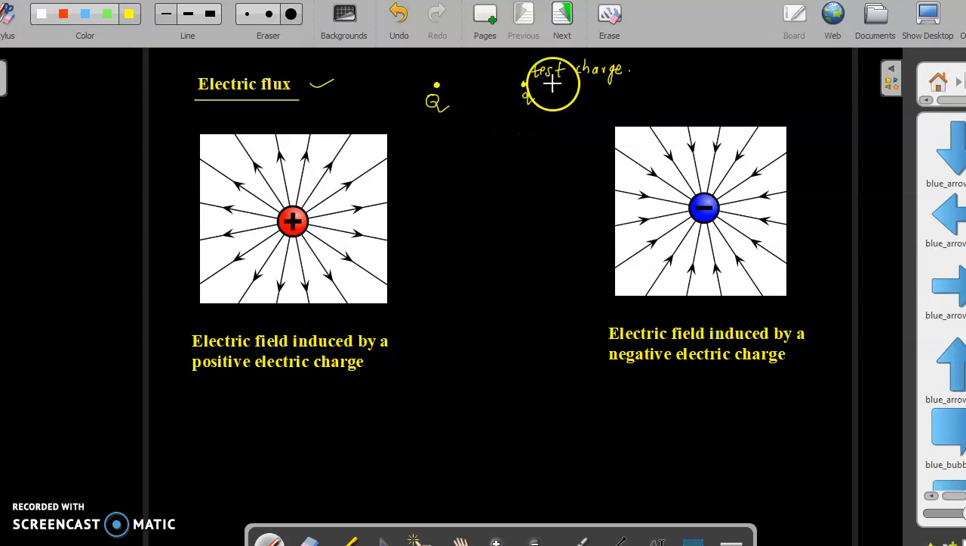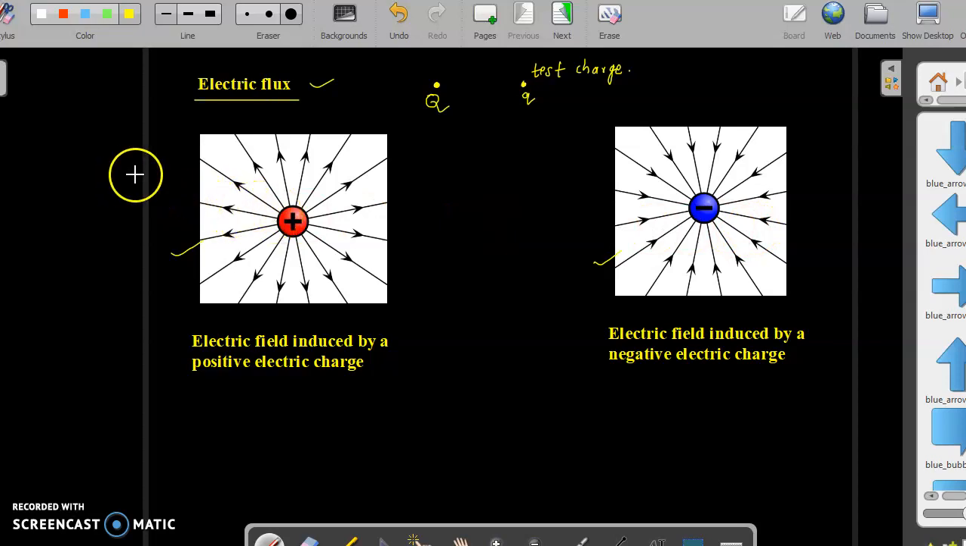So here, when we move a test charge close to this Q, capital Q, the test charge will experience some force. So this is the electric field induced by a positive electric charge. From a positive charge, the lines of force are emerging out, whereas here we can see that the lines of force are converging to a single point because it is a negative charge. From a positive charge, the lines of force come out. From a negative charge, the lines of force converge.